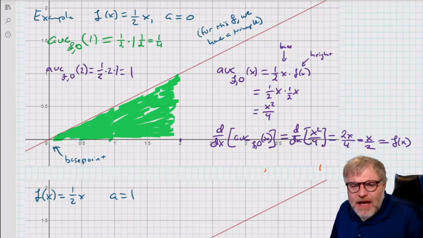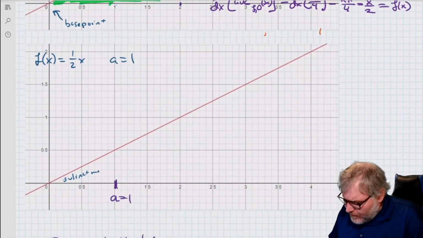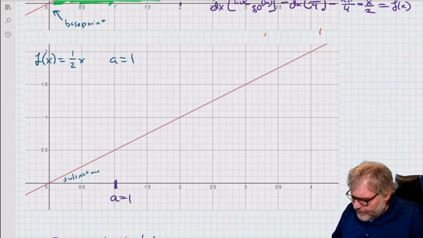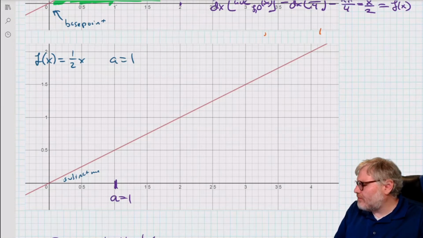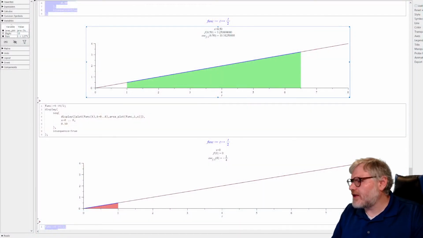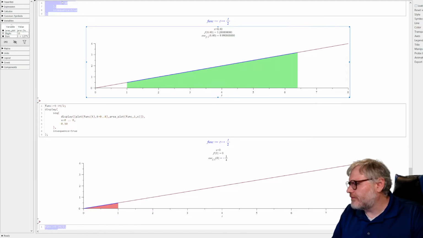Okay, well, let's see. What happens if I change the base point? So now, instead of a base point of 0, I'm going to have a base point of 1. Okay, so when I hit play, we're starting with a base point of 1. So I'm going to hit play here.